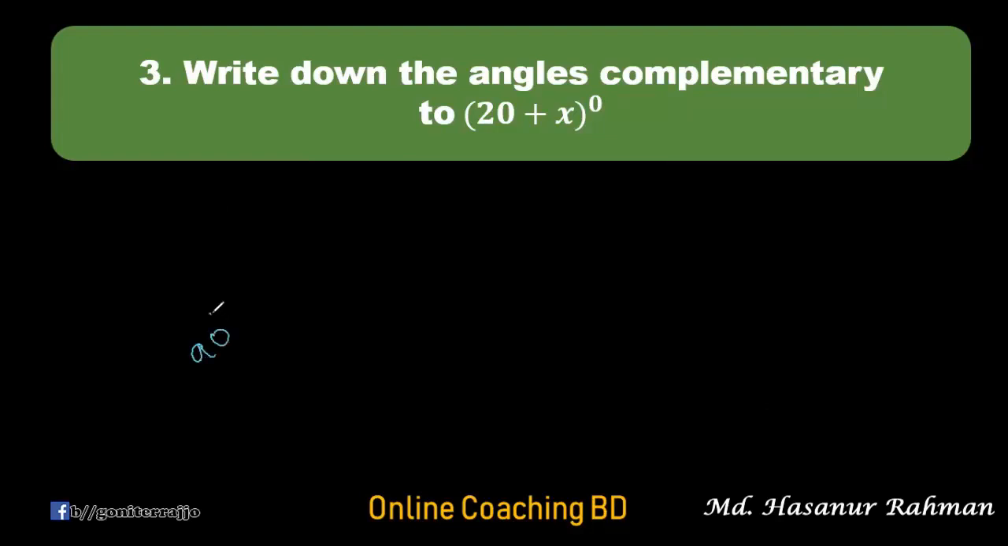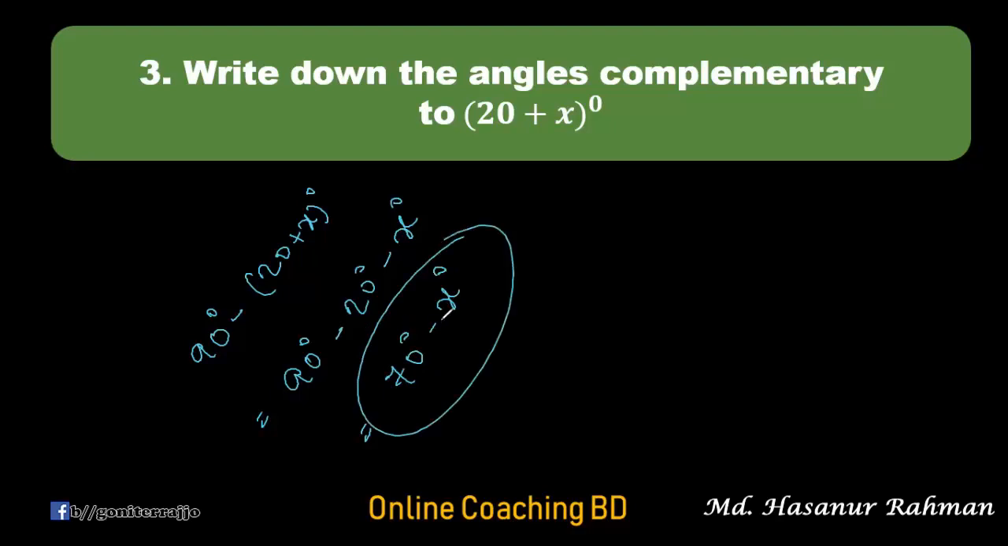So you can say 90 degree minus 20 plus x degree. If we subtract now, 90 degree minus 20 degree minus into plus, that is minus x degree. So 90 minus 20 degree, that is 70 degree minus x degree. So 70 degree minus x degree will be complementary to 20 plus x degree. And obviously you can verify that your answer is right or wrong.